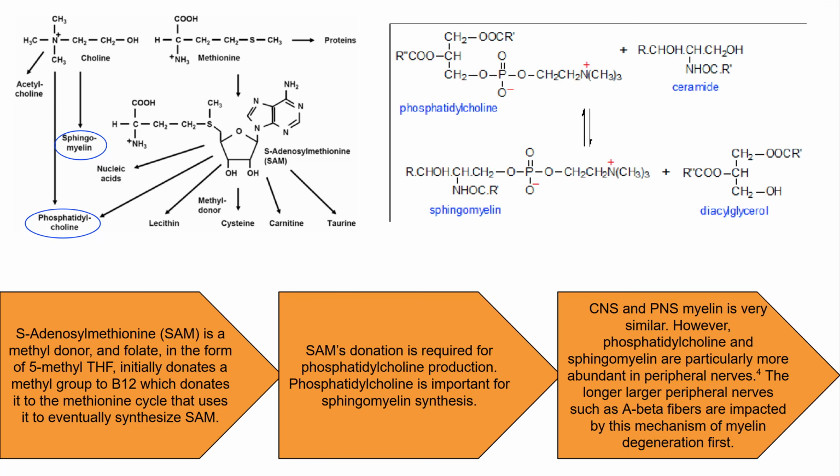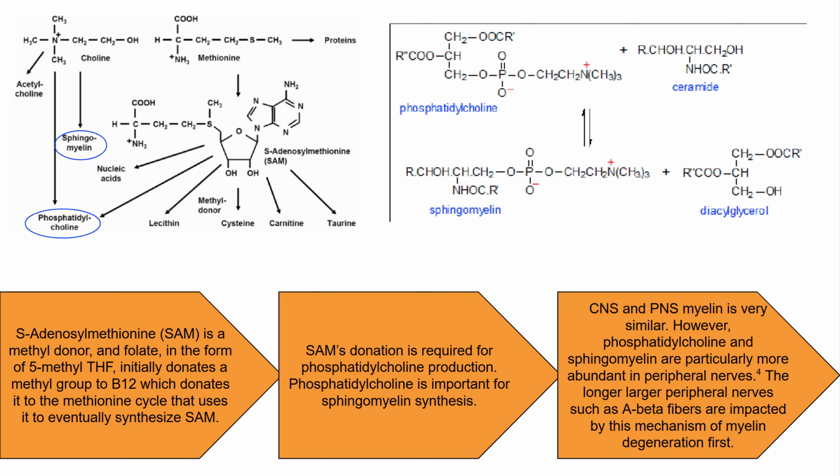All right, so B12 deficiency impacts SAM, the methyl donor, the same way folate does. If you remember the baton pass analogy from the folate lecture, the methyl group essentially gets baton passed to SAM, but this time B12 doesn't make the handoff, and SAM doesn't get to be the methyl donor he was meant to be. SAM's methyl donation is necessary to create the myelin structural molecules phosphatidylcholine and sphingomyelin.